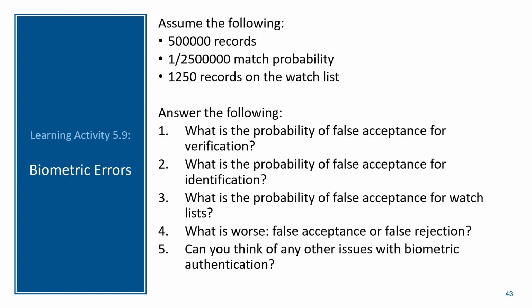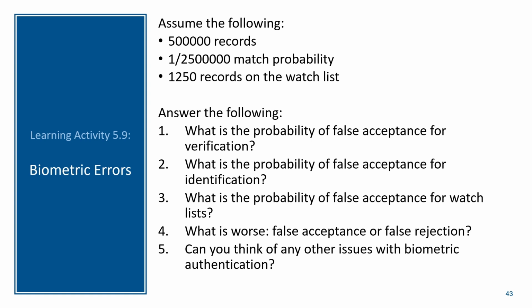What is the probability of false acceptance for watch lists? We're going to take that same probability of false acceptance and multiply it by the number in the watch list. So the 0.0004% times 1,250, and that's going to give us 0.05%.